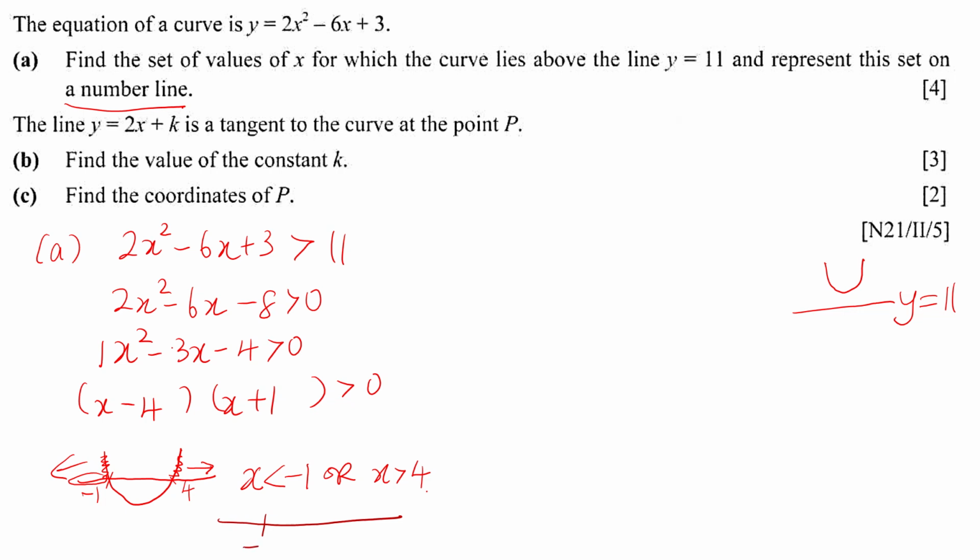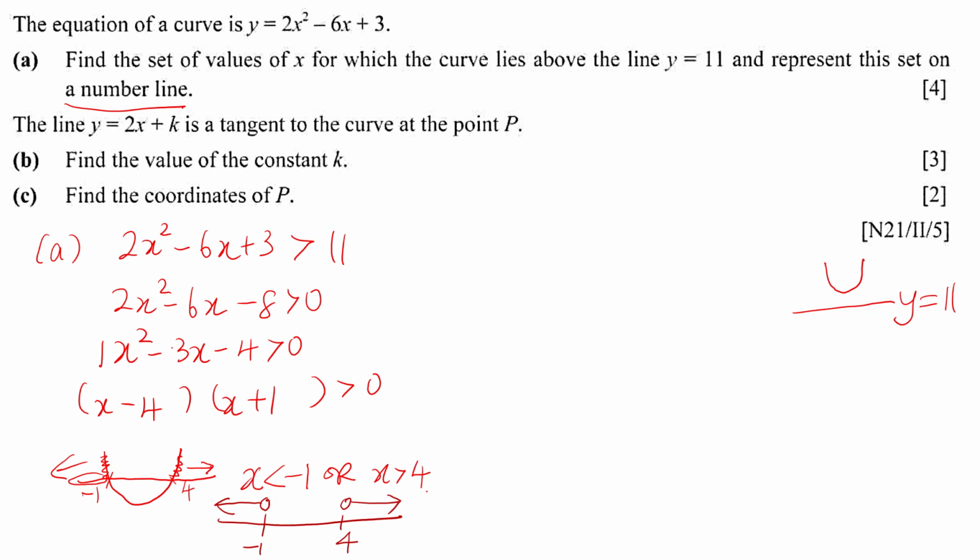Just the 2 values, -1 and 4. So x is less than -1, so it's the empty circle, goes to the left, and more than 4 goes to the right. Okay, so this is how you do part A. All right, so let's see how we can do part B.